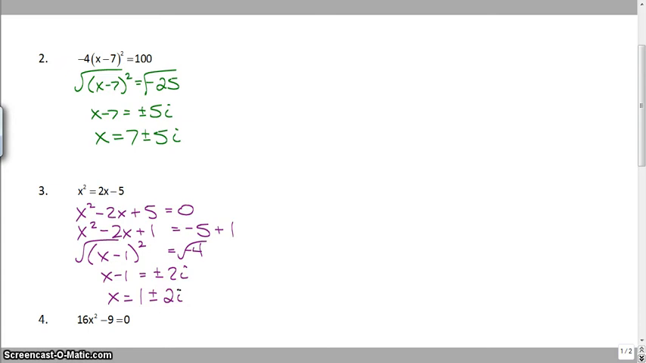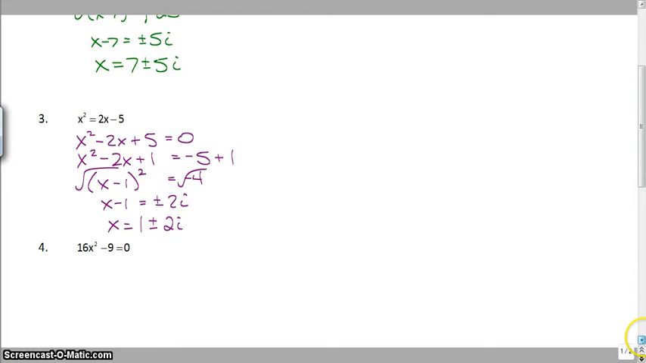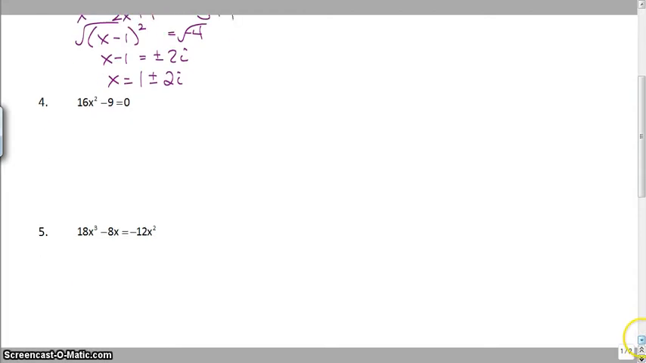Again, you could have used the quadratic formula for that if you like that better, but it's nice to know when things can be done in the more efficient way. Okay, so here's number 4 and 5 for you. Go ahead and pause the video again and give those 2 a try.